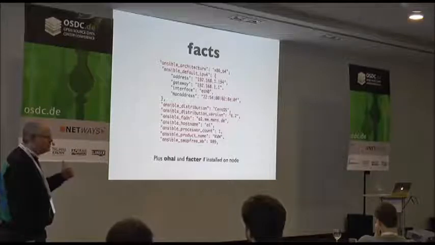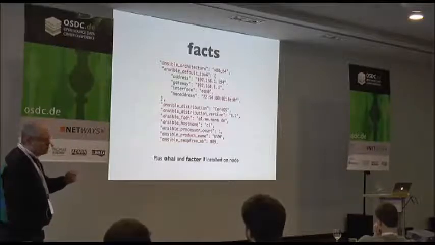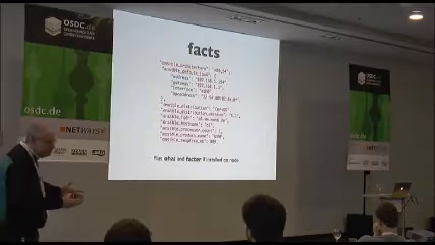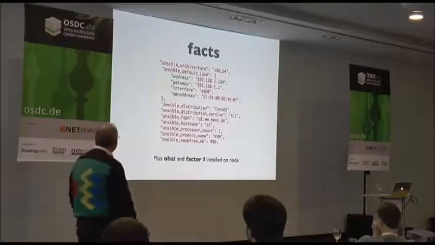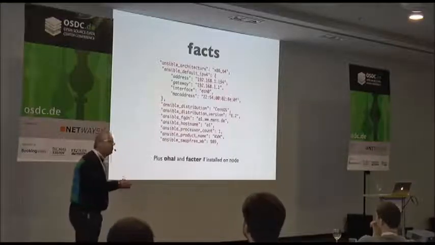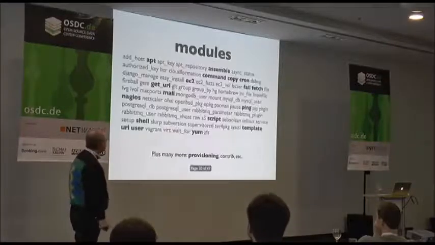Facter is part of Puppet, Ohai is part of Chef. If you're going to do Ansible, you probably have neither, and I don't think you will really need them. At least I don't know anybody who has ever explicitly installed those packages to run with Ansible.